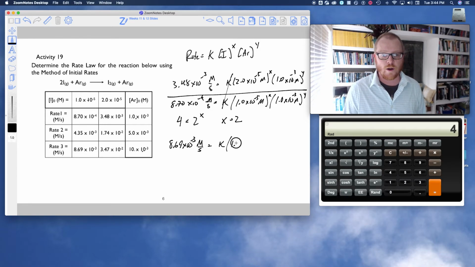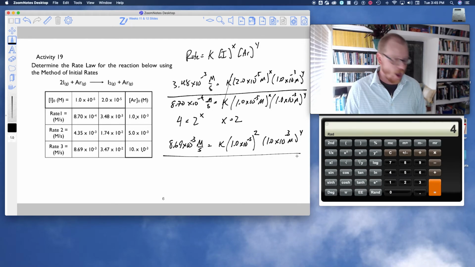So now that's 1.0 times 10 to the minus 5. But I already know that that's raised to the second power for the second order because I figured it out up there. Okay. And then now the argon is 1.0 times 10 to the minus 3 molar raised to the y power. And now I'm going to divide that one by this 4.35 experiment. Okay. 4.35 times 10 to the minus 3 molar per second equals K.